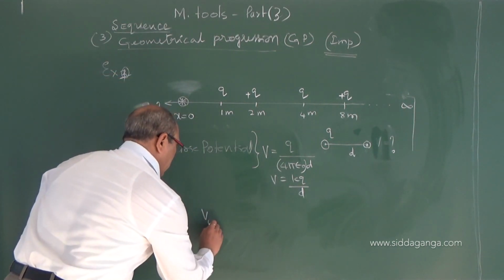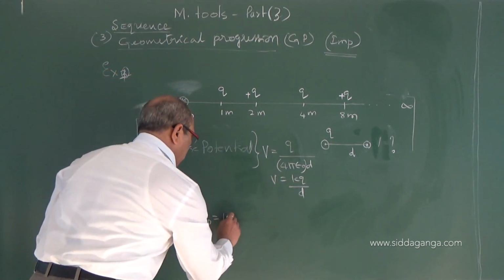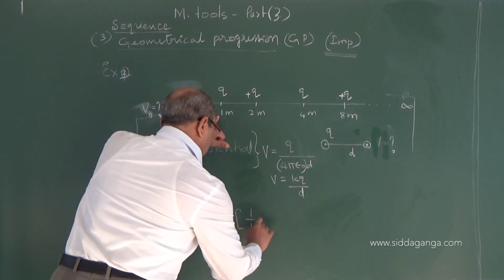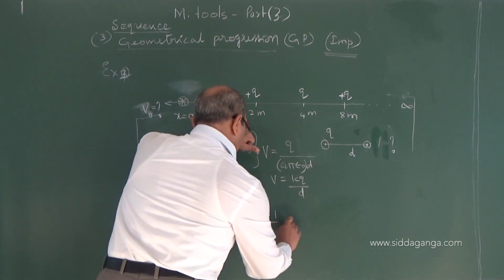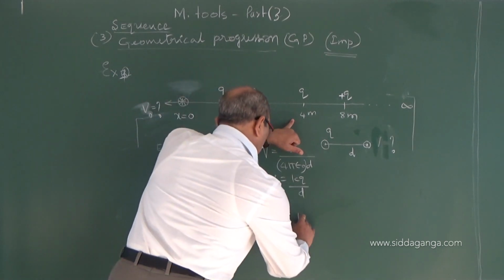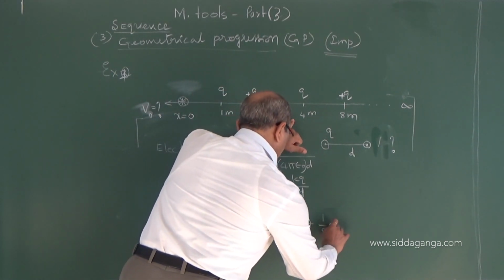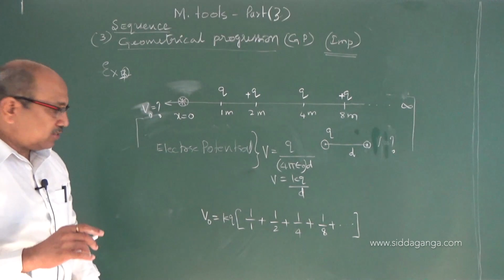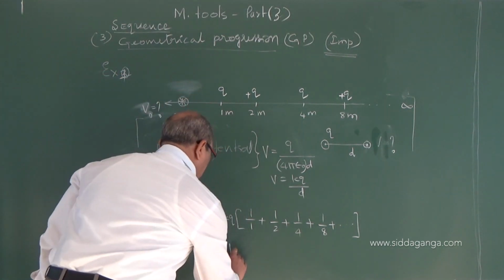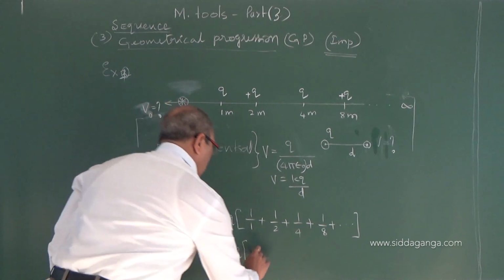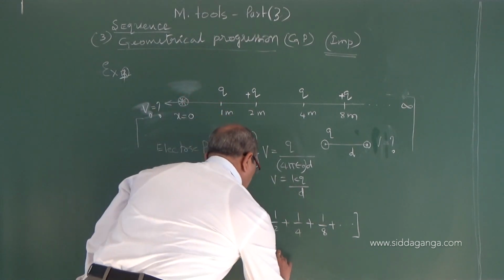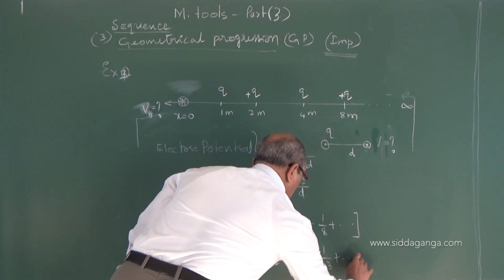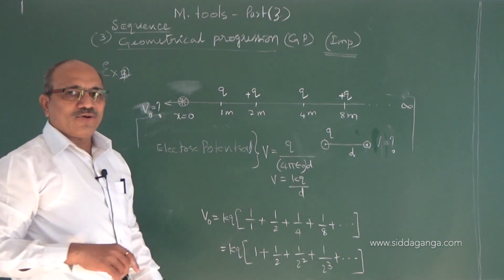So the electric potential at origin, I bring out KQ. For the first charge at a distance d it is 1 by 1, plus second is 1 by 2, plus third is 1 by 4, 1 by 8, plus so on. You have observed? Now I can write this also in the form KQ into 1 plus 1 by 2 plus 1 by 2 square plus 1 by 2 cube plus so on. You got the GP form.